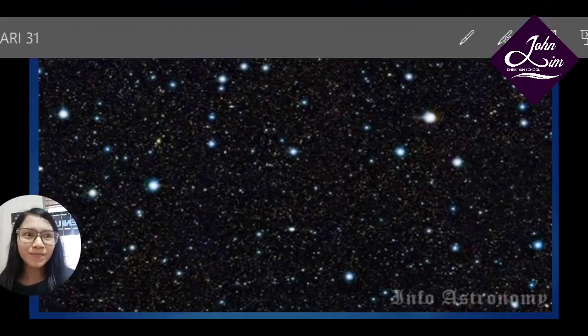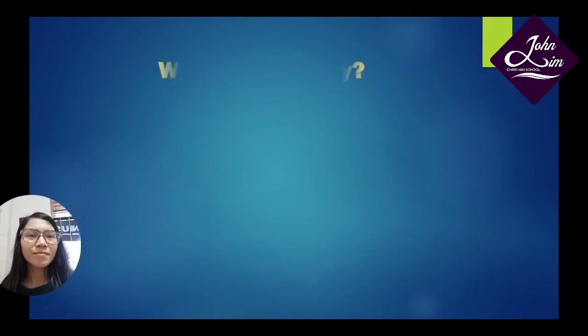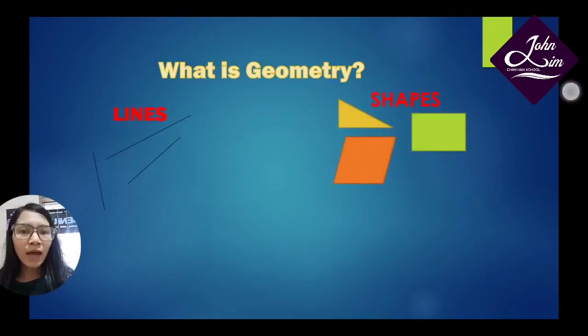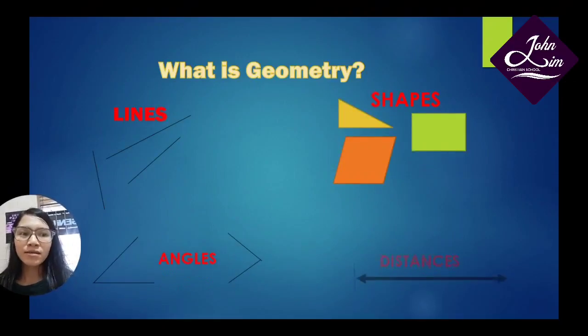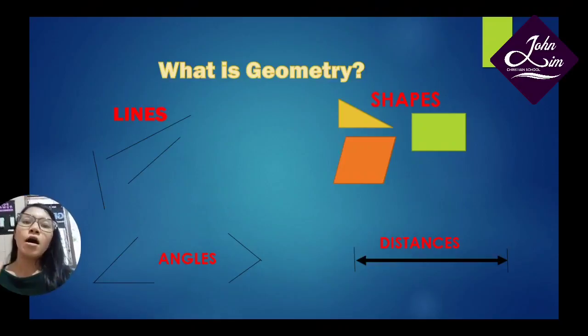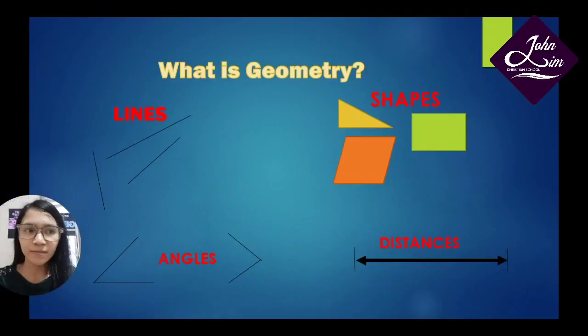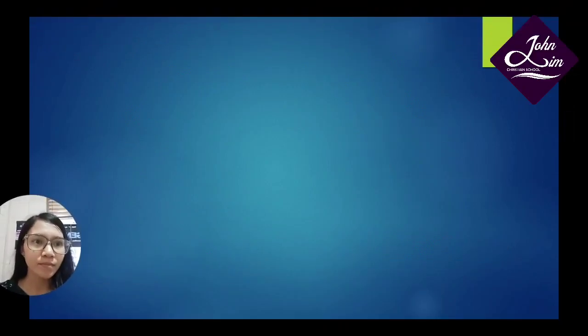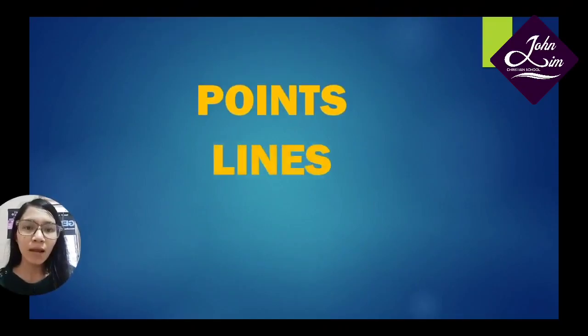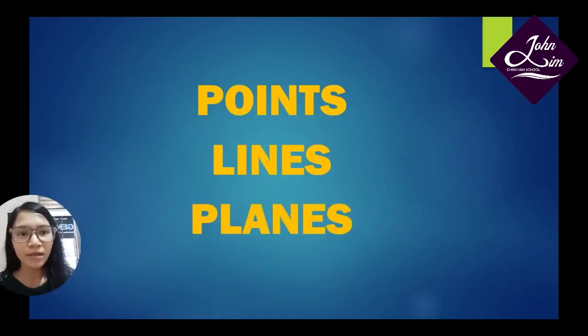What is geometry? Geometry is a part of mathematics that studies lines, shapes, angles, and distance. So, there are three basic and most important parts of geometry that we are going to learn. They are points, lines, and planes. Alright, we're going to start with points.